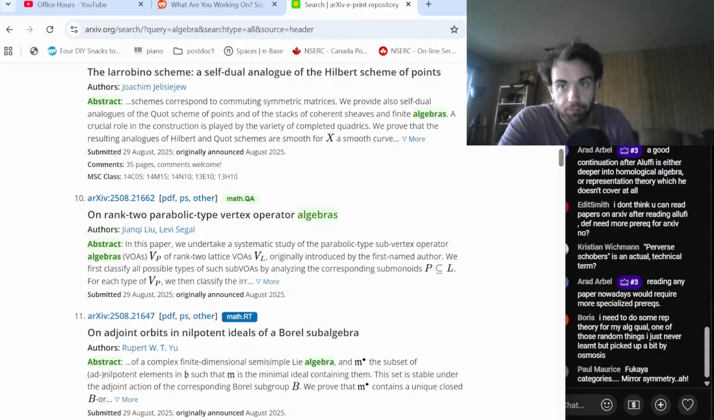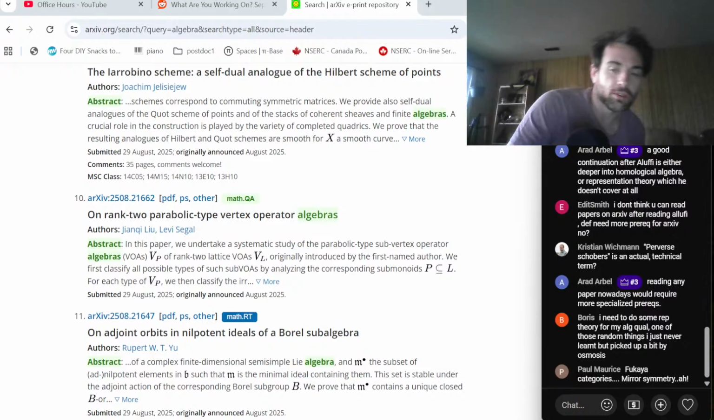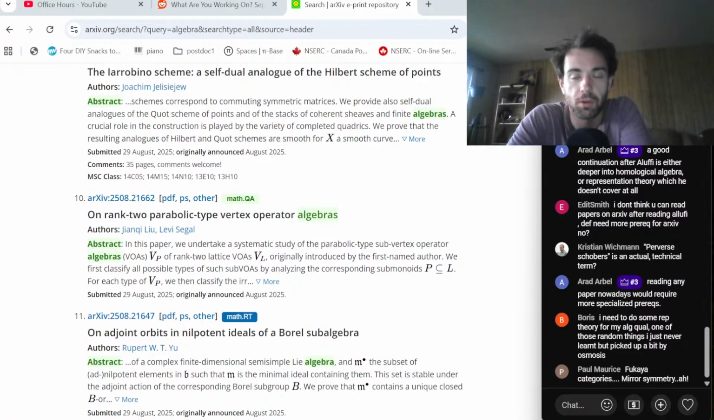However, the question was about understanding what's going on in modern algebra. The only way you're going to understand what's happening is if you go to arXiv and you see what people are talking about.